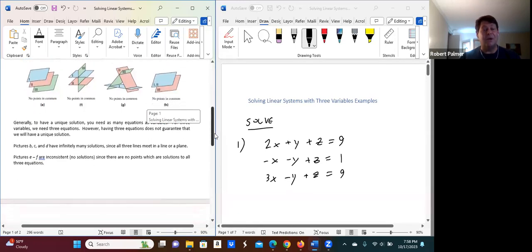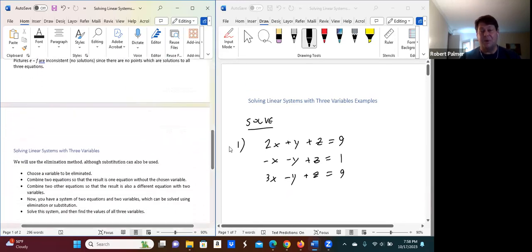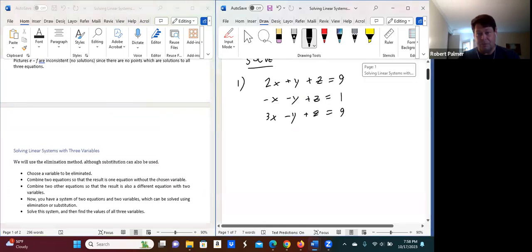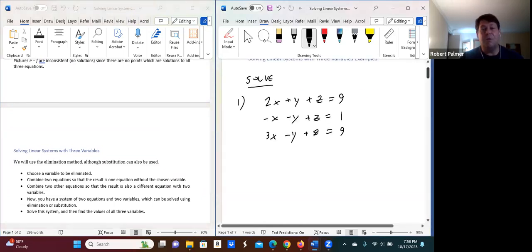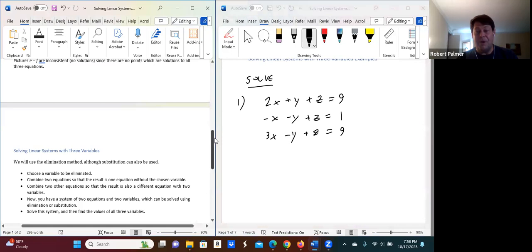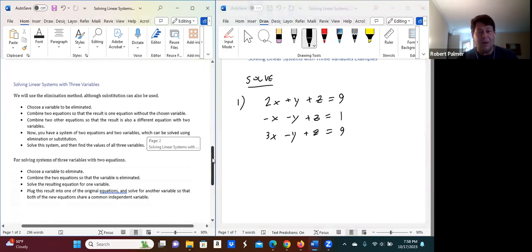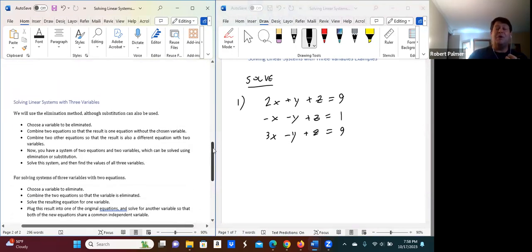So now let's take a look and actually see how to solve one, like this one here on the right. Once again, we're going to use the elimination method, although you can use substitution. Hopefully elimination will be fairly familiar from when you've done the elimination or addition method with other systems. We're going to choose a variable to be eliminated, and that's whatever you want to choose.